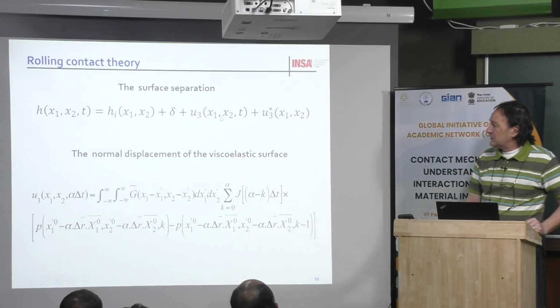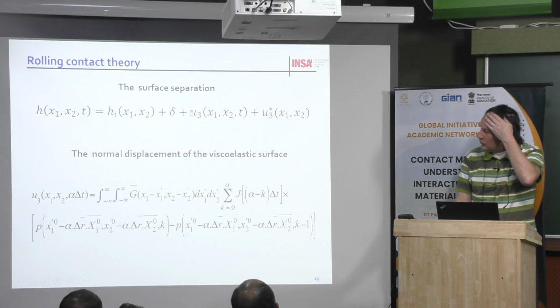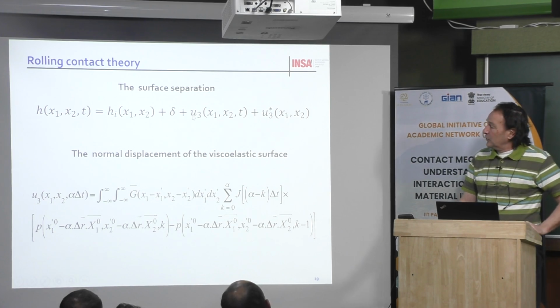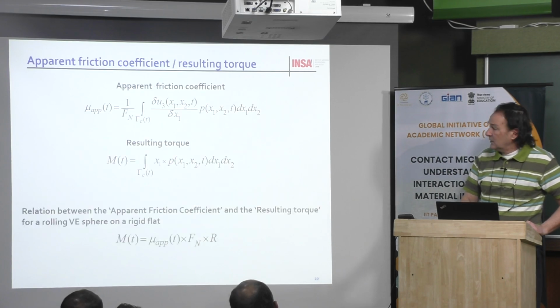U3 here is the displacement due to the displacement of the surface point, and here U star 3 is the effect of the presence of the inclusion. Okay, then you have to solve this equation.